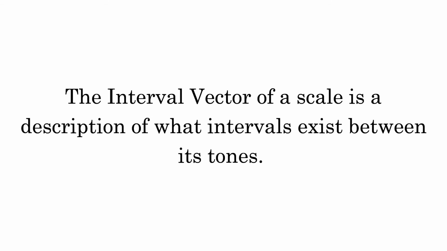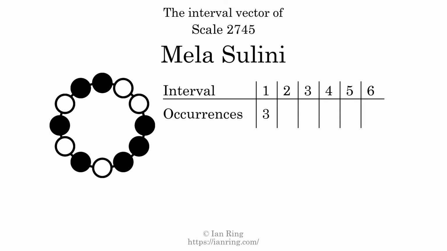The interval vector of a scale is a description of what intervals exist between its tones. There are 3 intervals with the size of 1 semitone. They are here, here, and here. There are 4 intervals with the size of 2 semitones. They are here, here, here, and here. There are 3 intervals with the size of 3 semitones. They are here, here, and here.